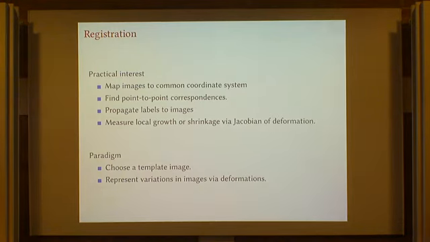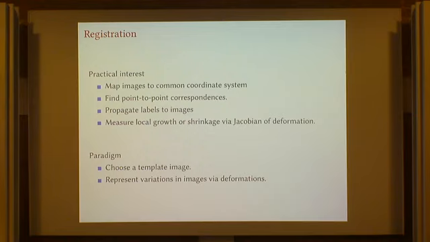We can map images to a common coordinate system if we choose it, an atlas, and each image can be represented in that. It can be related to that common atlas. So we then have point-to-point correspondences without having to manually label them. If we have labels, so if we have a segmentation of one image, we can use our deformation to propagate it to the other image.